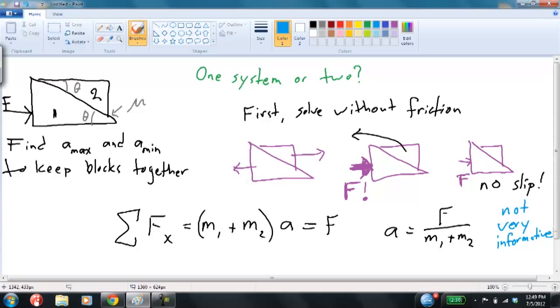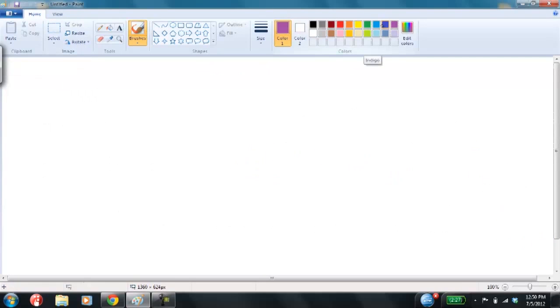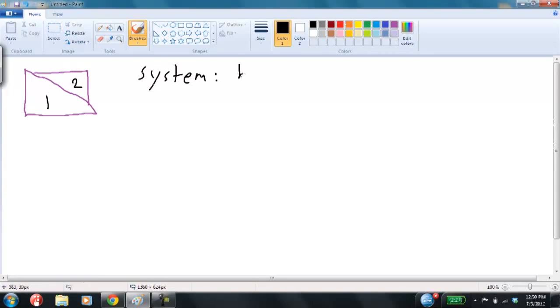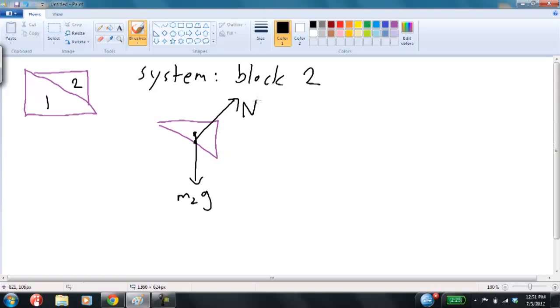Okay, so what do we have to do next? Should we look at the internal forces? Okay, so let's just look at one system. So we'll look at the internal force. And so let's just take a look at system equals block 2. And let's draw the force line. All right, there's gravity, and there is a normal force, which we don't know how big it is, but that's what we're going to hopefully find out, or at least some relationship between that and other things.